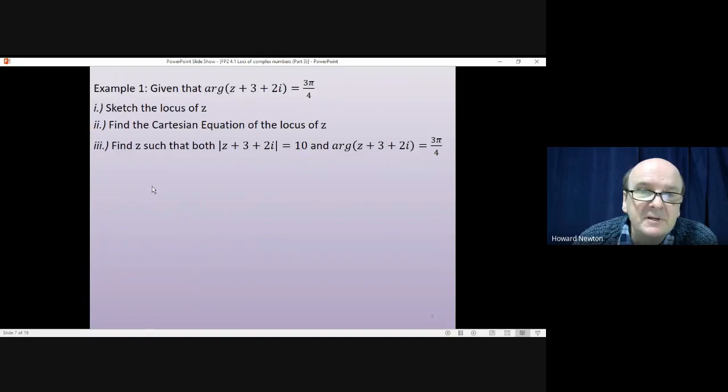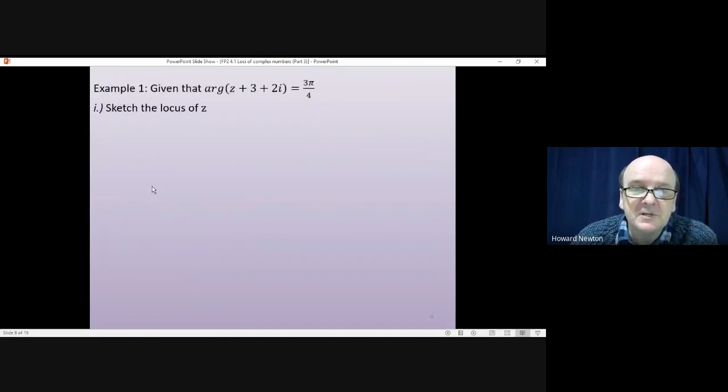Okay, let's have a look at this. To sketch the locus, the first thing we need to do is write this in the standard form. It should be z minus z1. And it is important that we do write it like that, otherwise we get this fixed point wrong. So writing it in standard form gives us the argument of z minus 3 minus 2i. So the fixed point is minus 3 minus 2i, not plus 3 plus 2i.